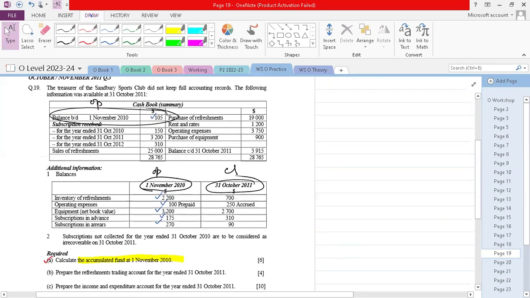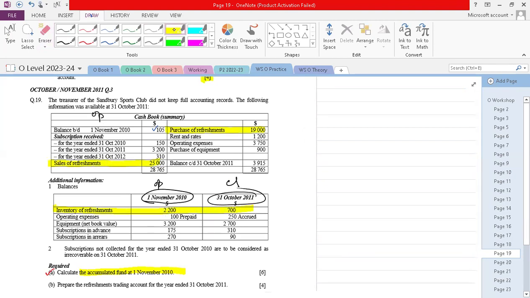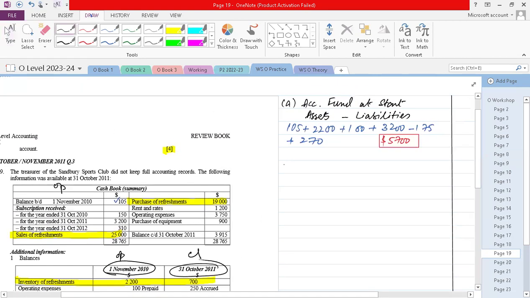Now refreshment income statement, refreshment trade payable. Let me identify where our refreshment details are. Number one, sale of refreshment. Number two, purchase of refreshment. Number three, opening and closing values of refreshment inventory. That's all for refreshment, only three values are useful. Requirement B, refreshment trading account. We can say it's an income statement account.